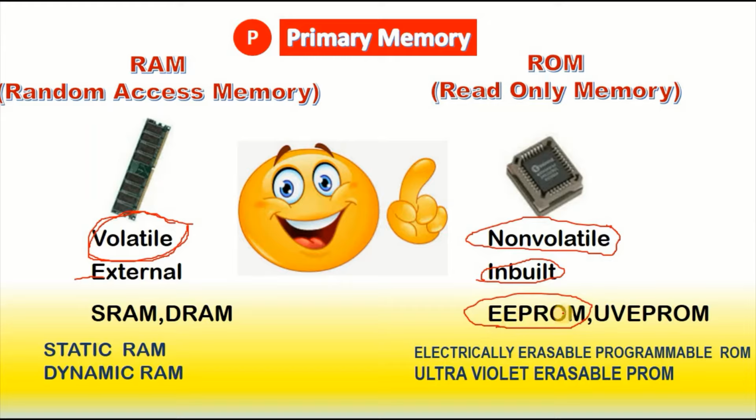Suppose somebody asks you what is the full form of PROM, PROM means programmable read-only memory. That time you say UV-ROM, that means ultraviolet erasable programmable read-only memory. Okay, and here is SRAM, DRAM, static RAM and dynamic RAM. This is the example. Okay, you must remember the difference between RAM and ROM.